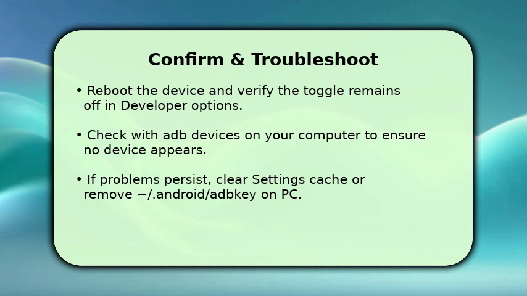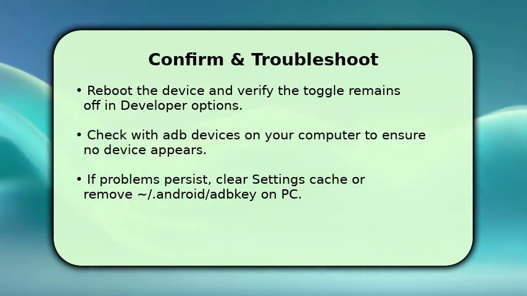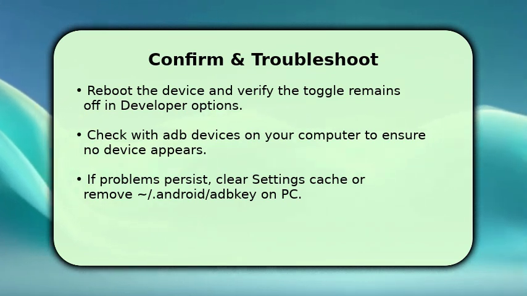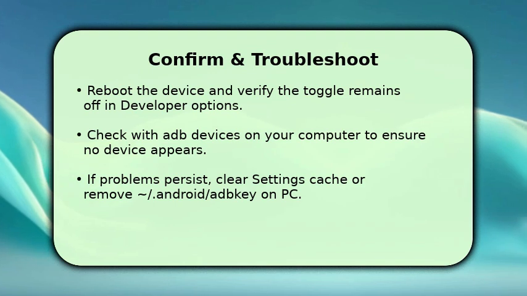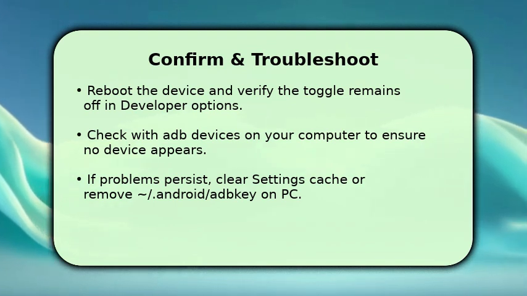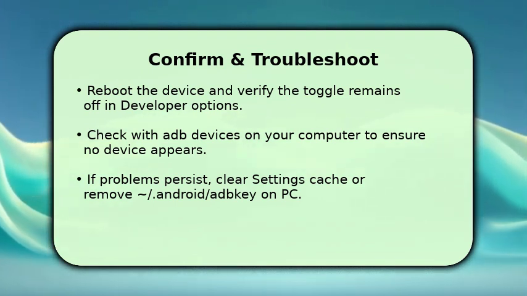ADB key files, for example ~/.android/adbkey, and retry. If you cannot access settings at all, boot into Recovery or consult Secure Boot options. As a last resort, a factory reset will ensure debugging is disabled, but backup first.